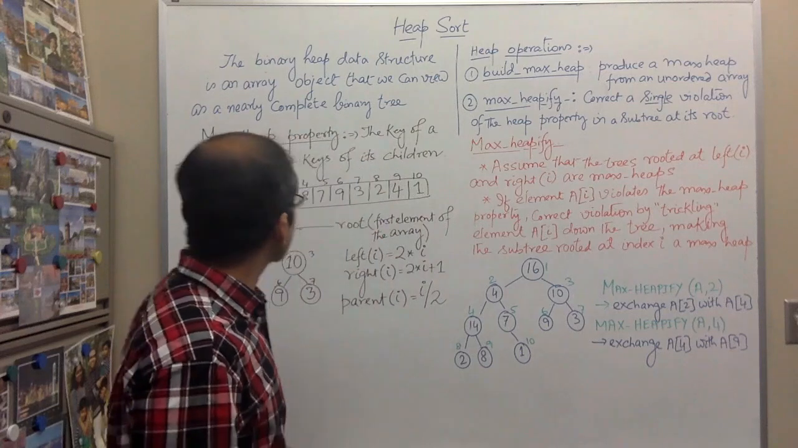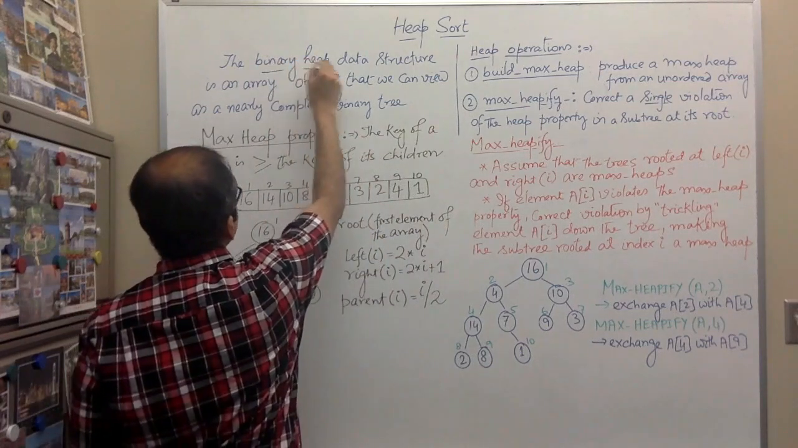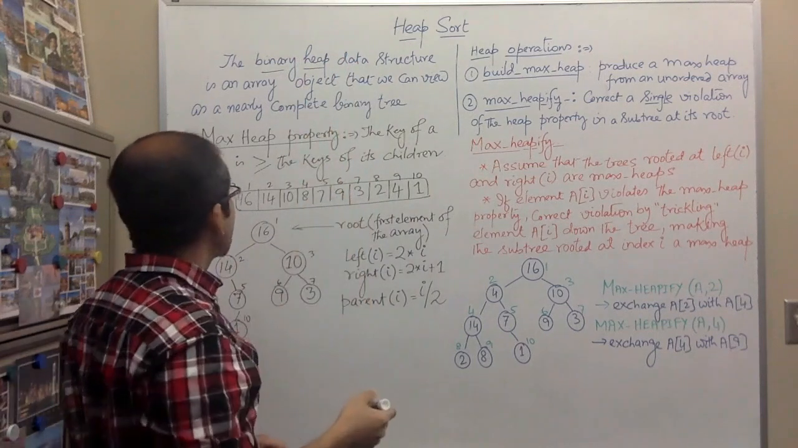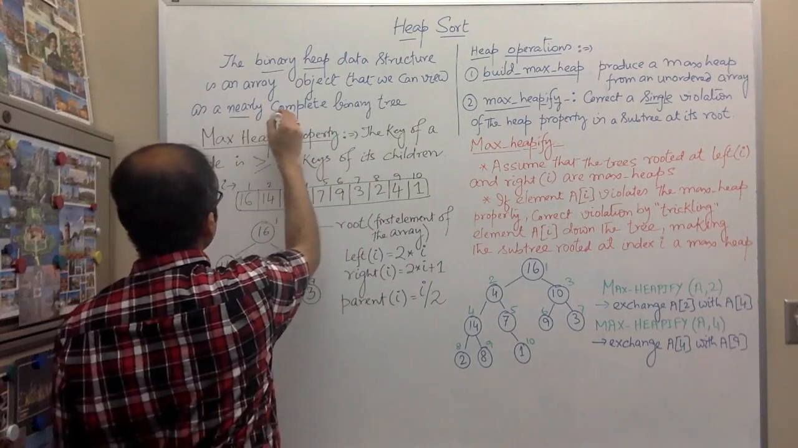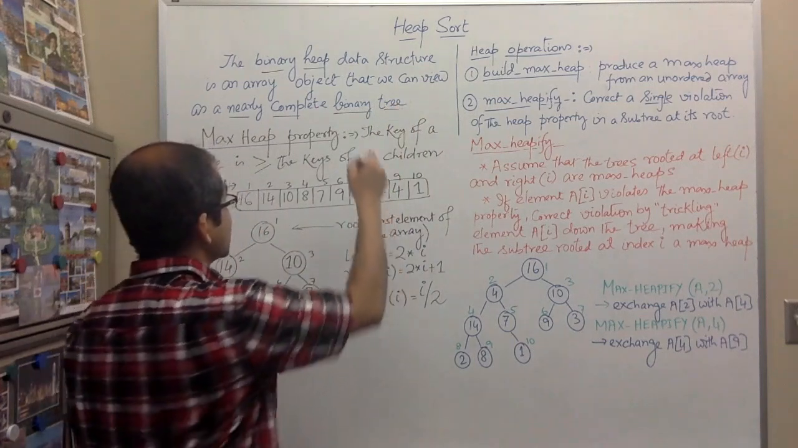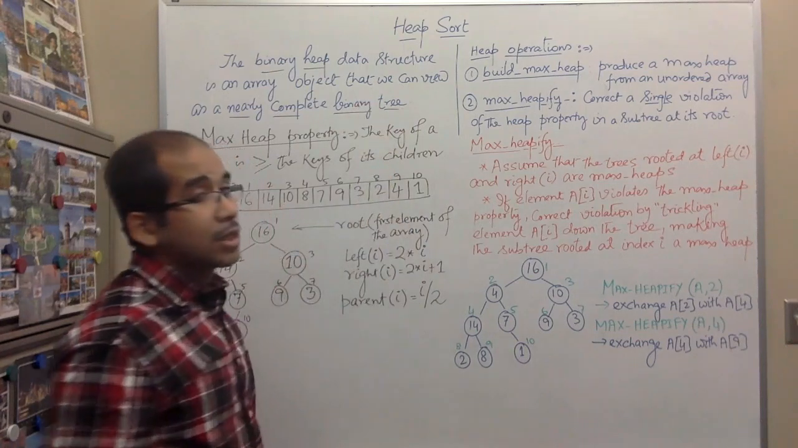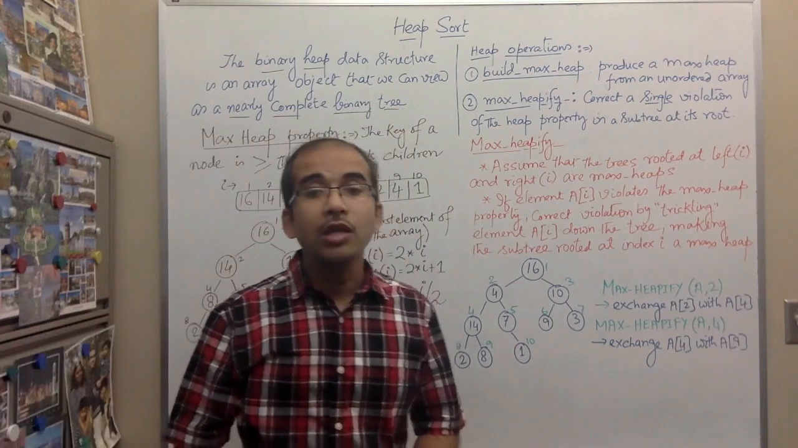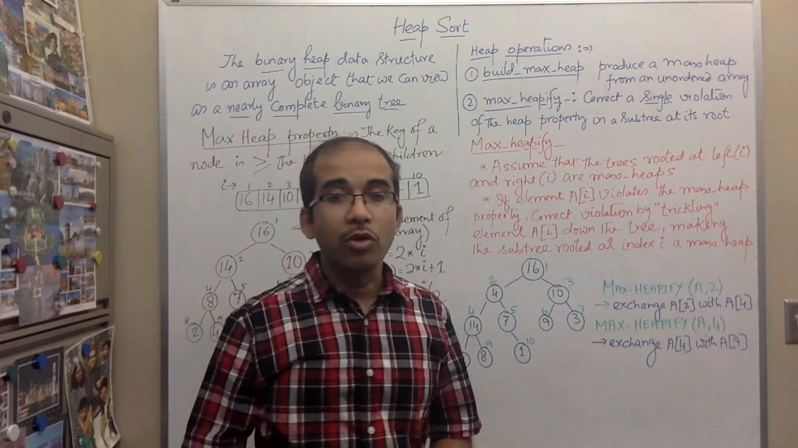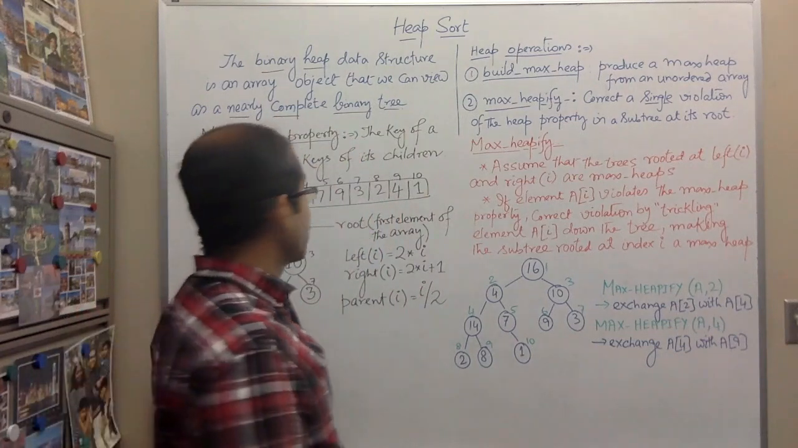So what is a heap data structure? It's a binary heap data structure, an array object that we can view as a nearly complete binary tree. So it's a binary tree, so every node has two children, and it's nearly complete, so all the levels are full except that the last level does not necessarily need to be full.